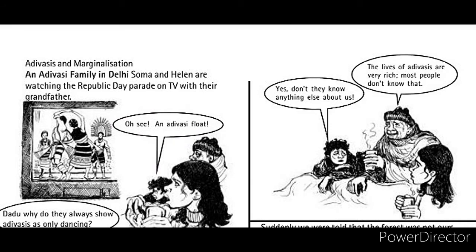First, the chapter on Adivasis and Marginalization. A kind of storyboard is given in your book. An Adivasi family in Delhi, Soma and Helen, are watching the Republic Day parade on TV with their grandfather.